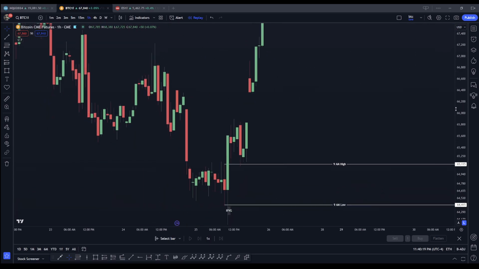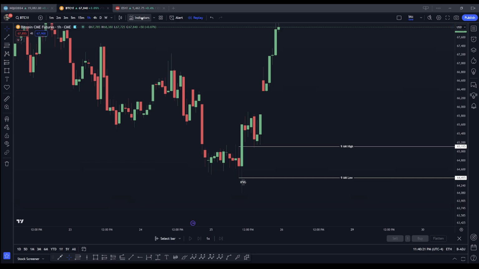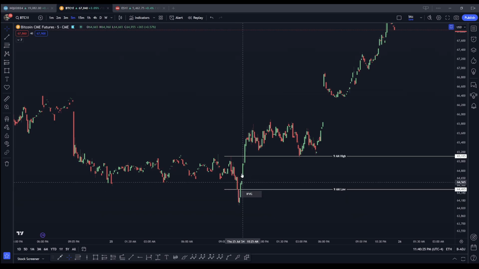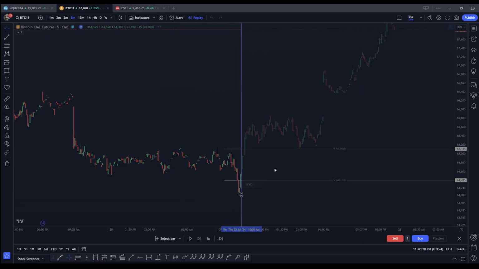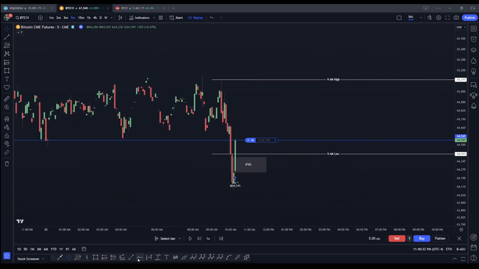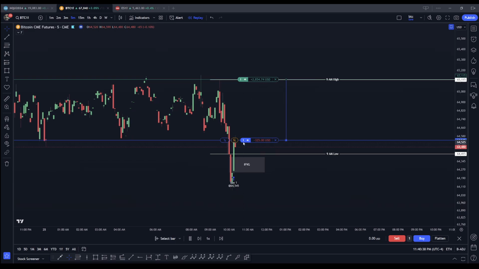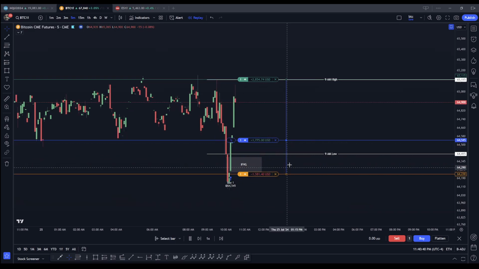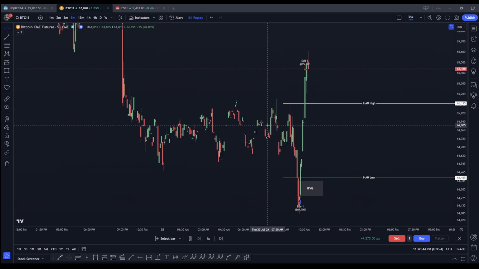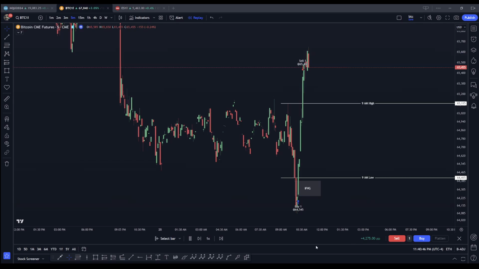So same thing. I already marked it out for you. We're gonna do replay. Let's say you bought this right here, just one, and you go like this, put your stop right here. So you can see how powerful it is on both Bitcoin and the NASDAQ.